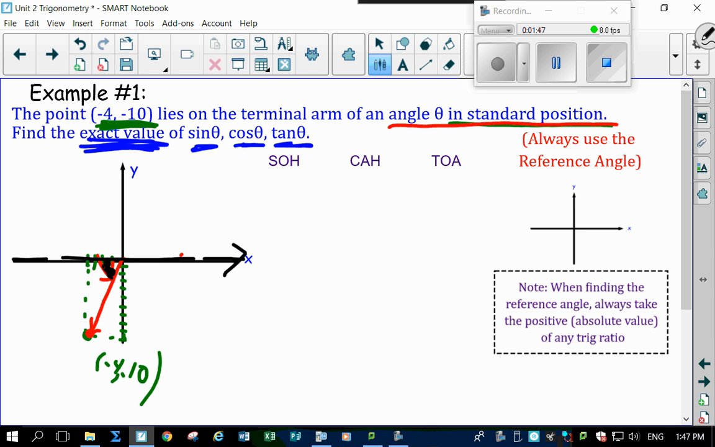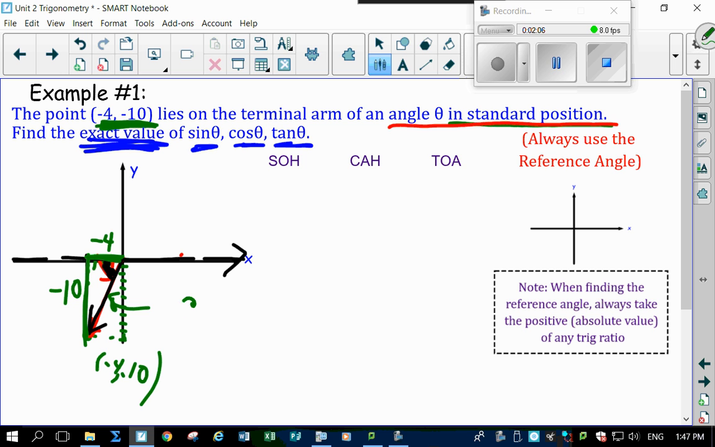Okay, look what we have. If that angle is part of a triangle, there's your standard position angle. That's what we're after. Think about this. What was this length? It was -4. What was this length here? Well, that's -10. I wonder, what is the hypotenuse?